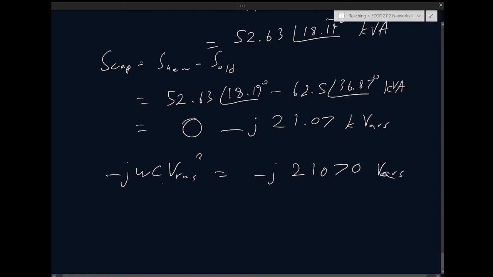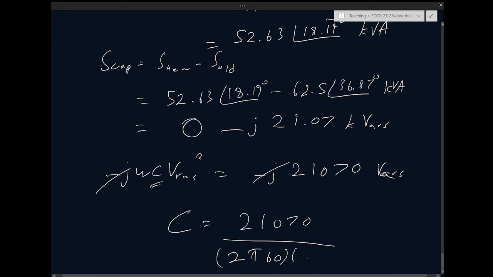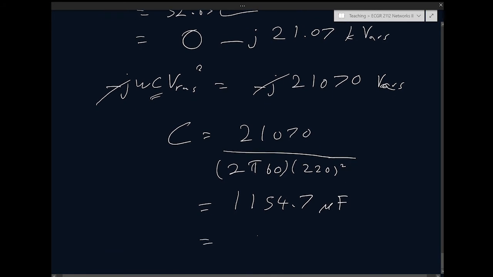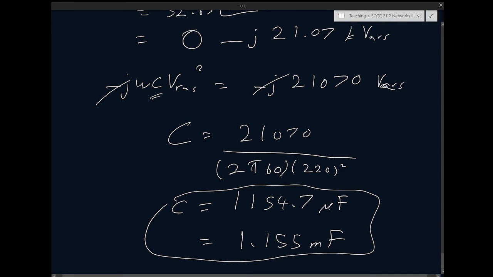I now want to find what capacitance is required. So I just do the math. Minus j cancels with minus j. I end up with C being 21070 over omega, which is 2 pi 60, and then 220 squared. If I do this calculation, this turns out to be 1154.7 microfarads. Or if I represent it in millifarads, this is going to be 1.155 millifarads. This is the value of the required capacitance.